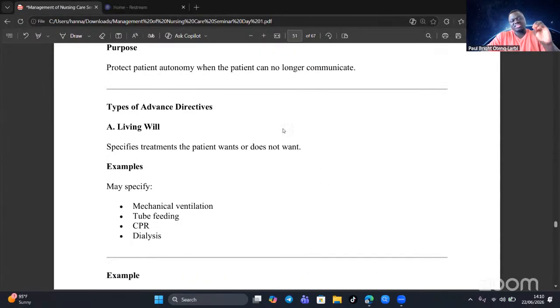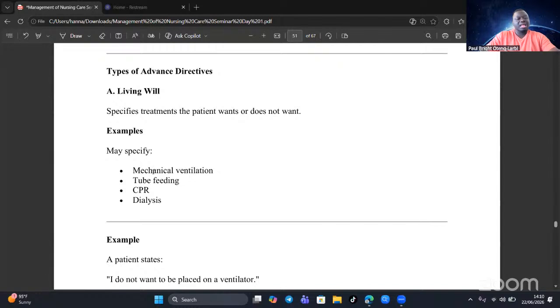So types of advance directive: we have a living will. The living will specifies treatments the patient wants or does not want. For example, do I need mechanical ventilation, yes or no? Tube feeding in case I become unconscious, yes or no? CPR, yes or no? Dialysis, yes or no? In the UK, they call it an advanced care plan. In the US, they call it a living will.